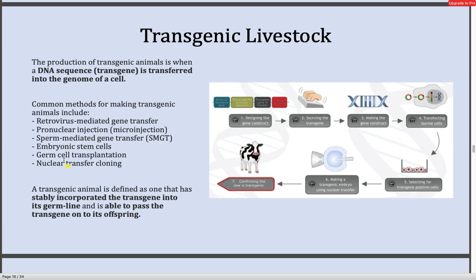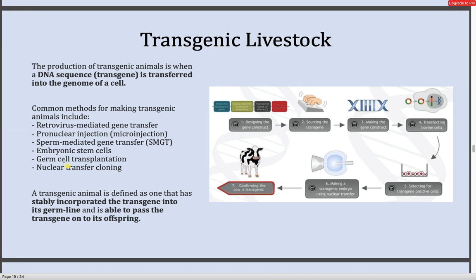Alright, so one of the most important reasons why people wanted to work with transgenic was so that they could actually make transgenic livestock. Again, transgenic means when you are actually able to introduce DNA sequence into the genome of a cell. Hopefully you guys can see the image on the left.